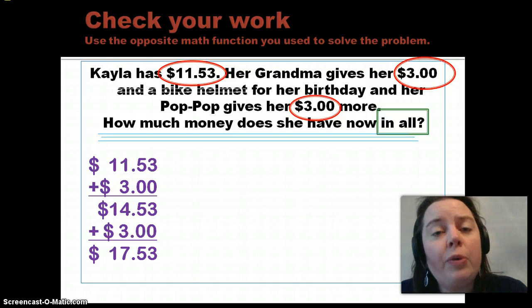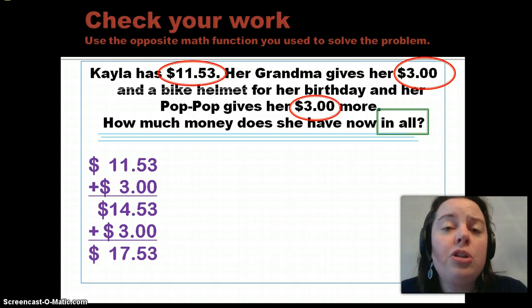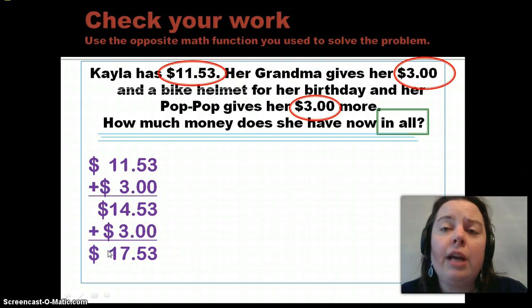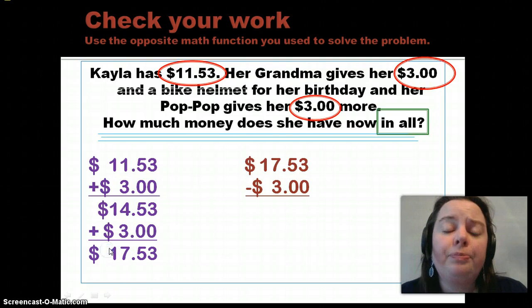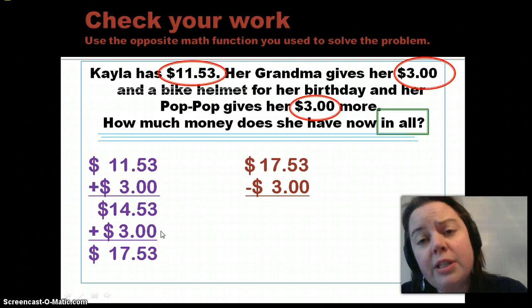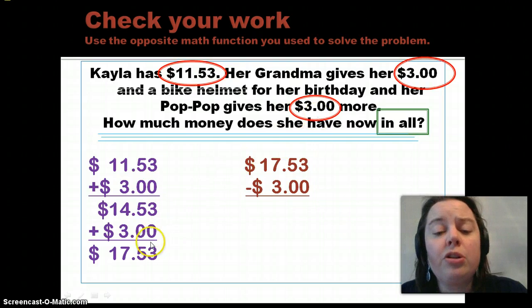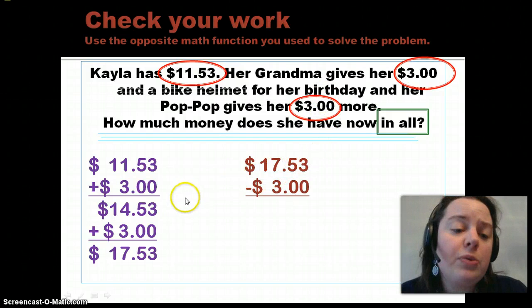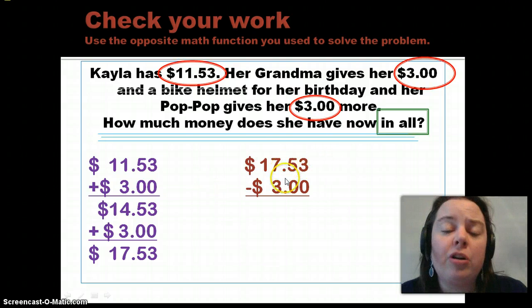When we're adding, we're grouping things together to combine them into one. When we are subtracting, we are taking a whole and we're separating it apart. So to check our answer and to use the opposite functions, we're going to start with our answer that we had from our addition problem, and then we're going to subtract the $3 that we added to it. So we're starting with our total, and we're going to subtract that $3 that Pop-Pop gave her. And we're going to set up our math problem the same way as we set up the addition.